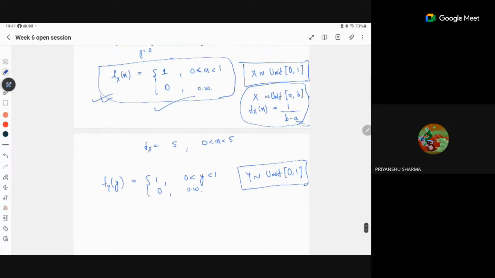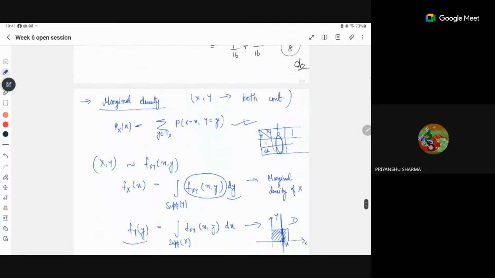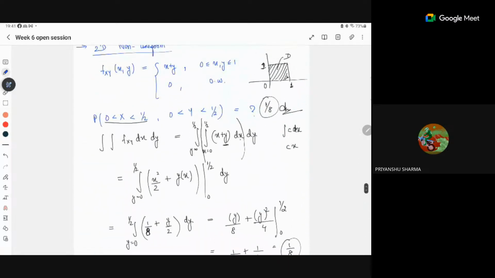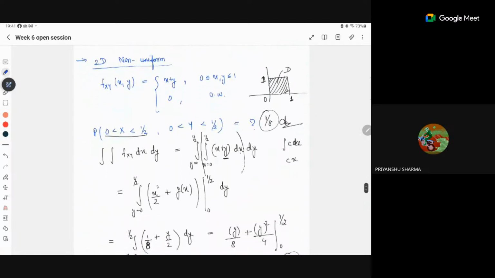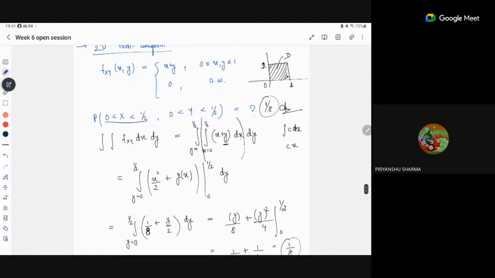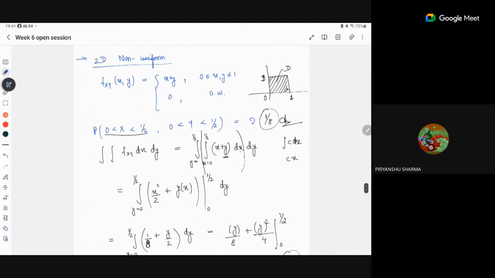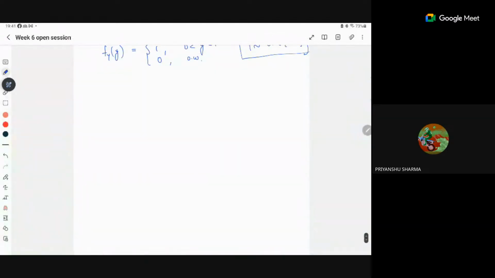Okay, so this was about the uniform case. Now we can go back to our non-uniform example. So this is a 2D non-uniform example. What would f of x of x be here? So I will just write it. So this is non-uniform.